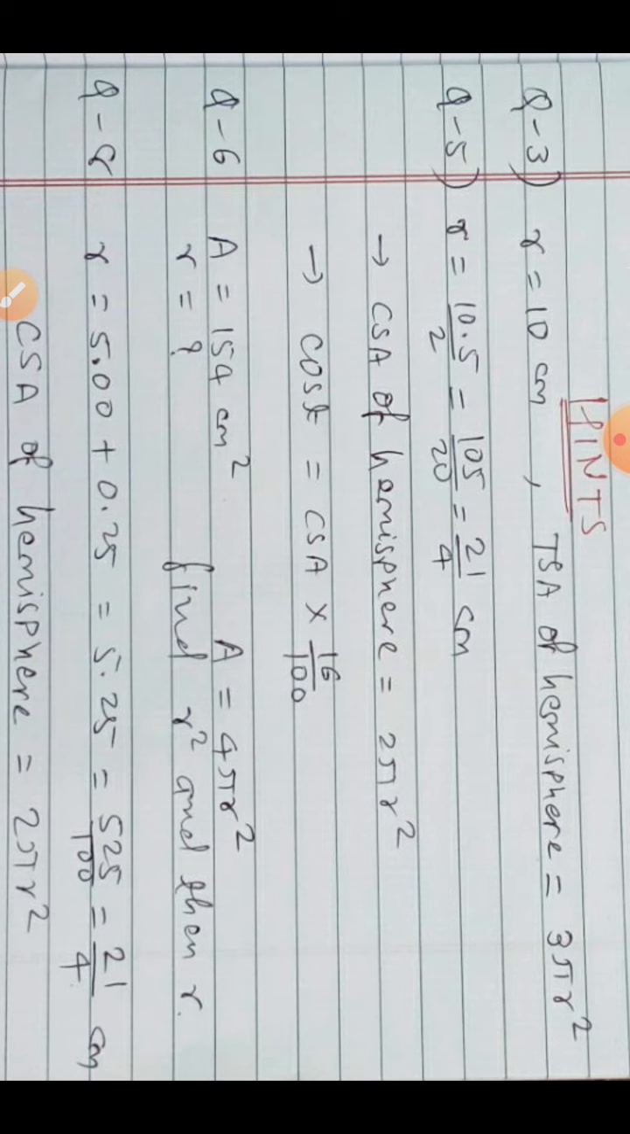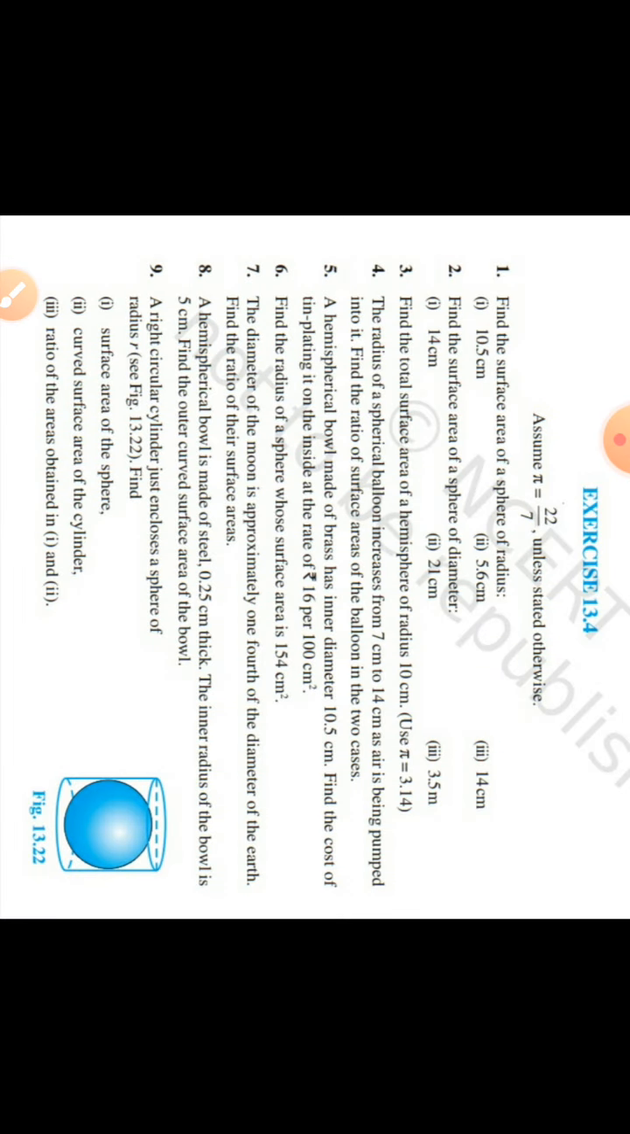So 2 pi r square, so you have to use that formula first of all and find the area. After finding the area, just find the cost by multiplying by the rate. So cost is equal to CSA, whatever answer you get, just multiply it by 16 upon 100. Why by 16 upon 100? Because the rate of 1 centimeter square becomes 16 divided by 100. That's why.